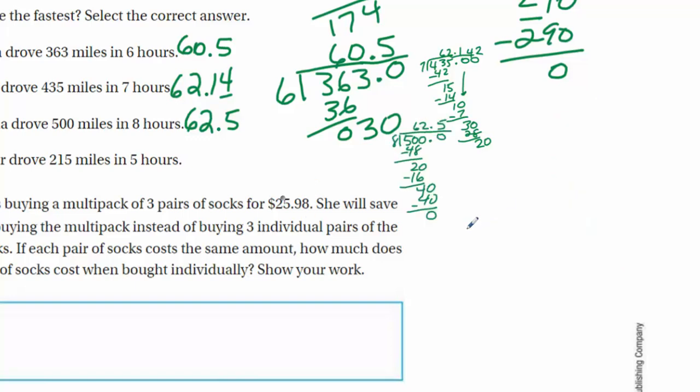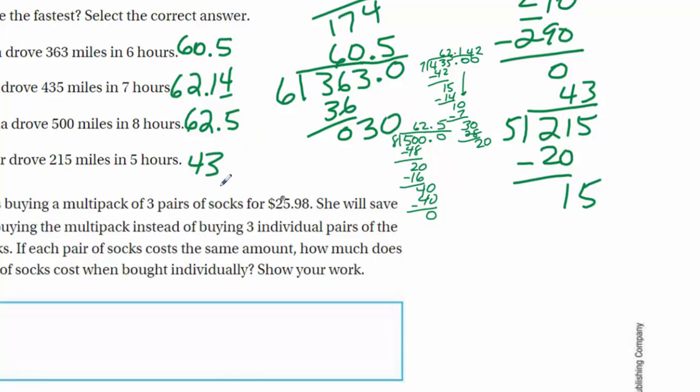Finally, the last one. So I did my little shrinky. They're all small. All right, now I have 215. I'm going to divide that by 5. 5 is going to go to 21. Almost said 5, but no, that's 20. See, that leaves me with 1. Bring my 15. So that's going to be 43 miles per hour.